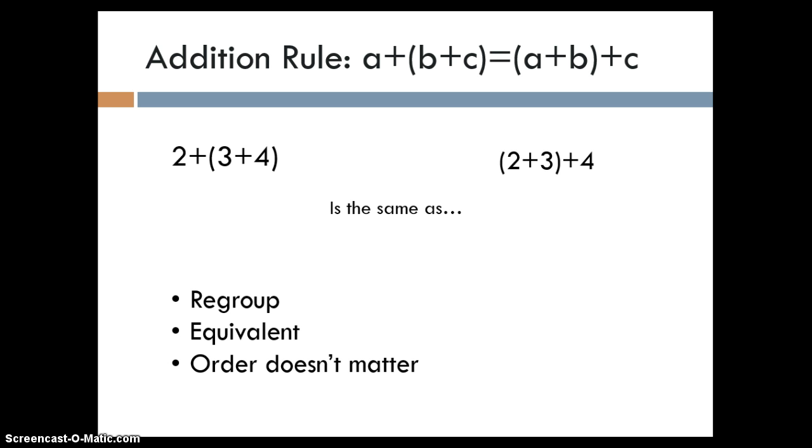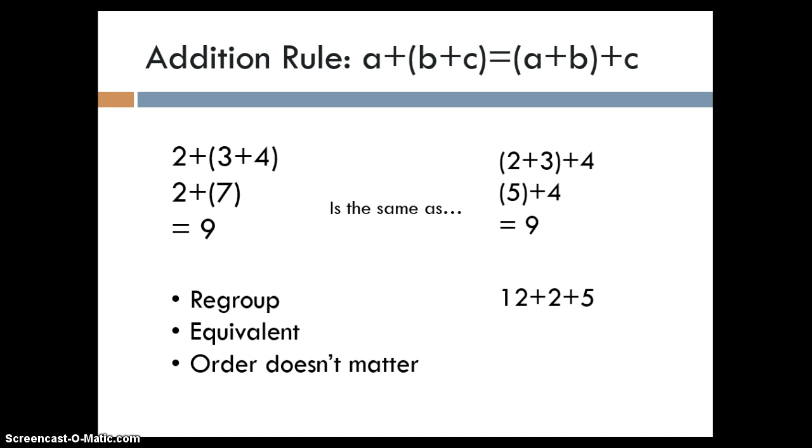Now here you have to remember the order of operations. Parentheses go first. So on the left-hand side, 3 plus 4 is 7, and then you add 2 plus 7, which is equal to, good. And then on the right-hand side, 2 plus 3 equals 5, and then 5 plus 4 equals, right. So in the end, these have the same value because they have the same numbers, and it's all addition. So in the end, it's part of the associative property.